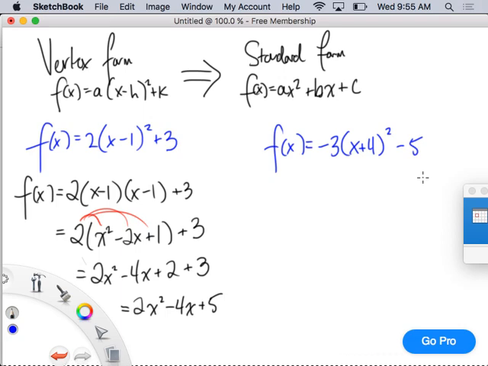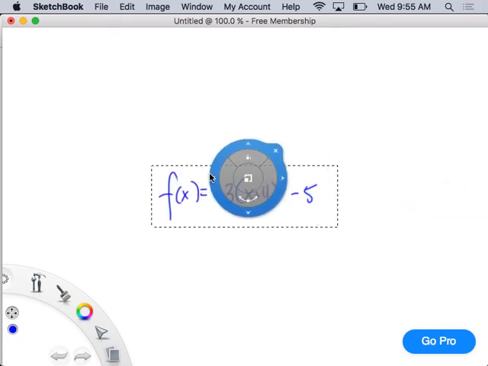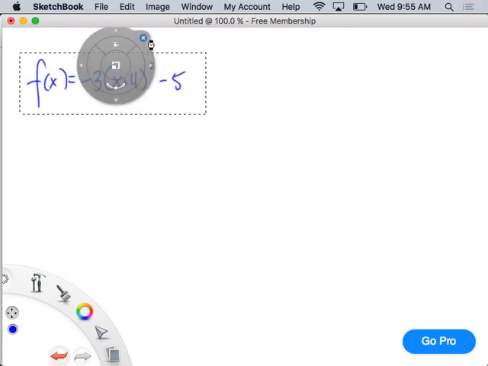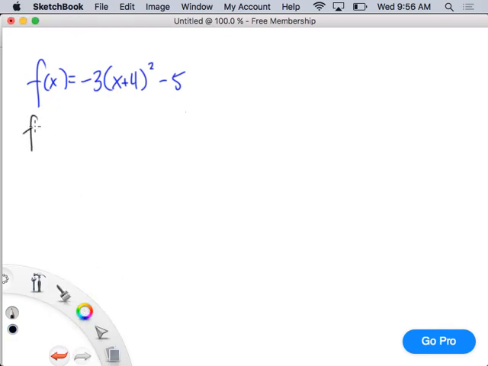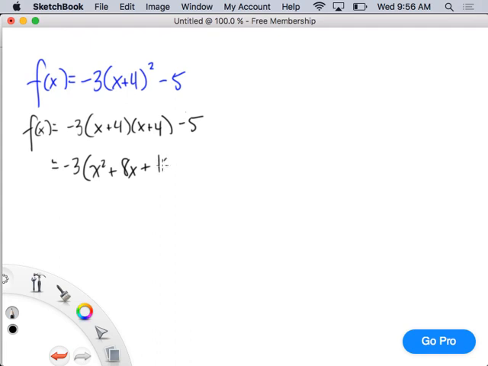All right. First step. Kind of write it out like this. Make it easier for yourself. Negative 3, FOIL it out. X squared plus 4x, and another 4x is 8x, plus 4 times 4 is 16, minus 5.